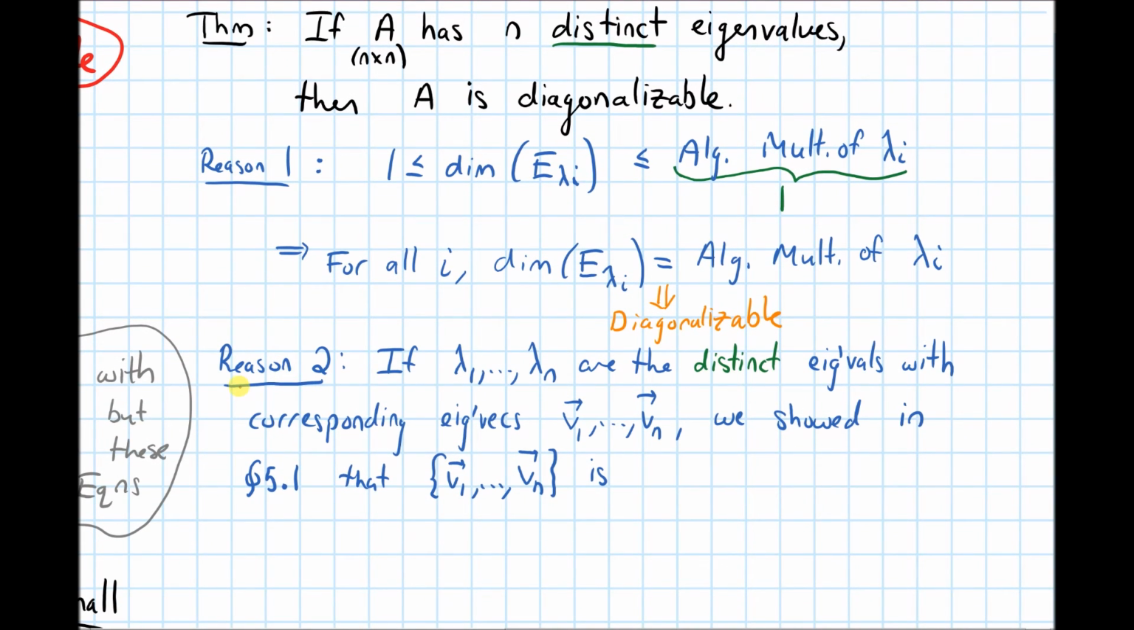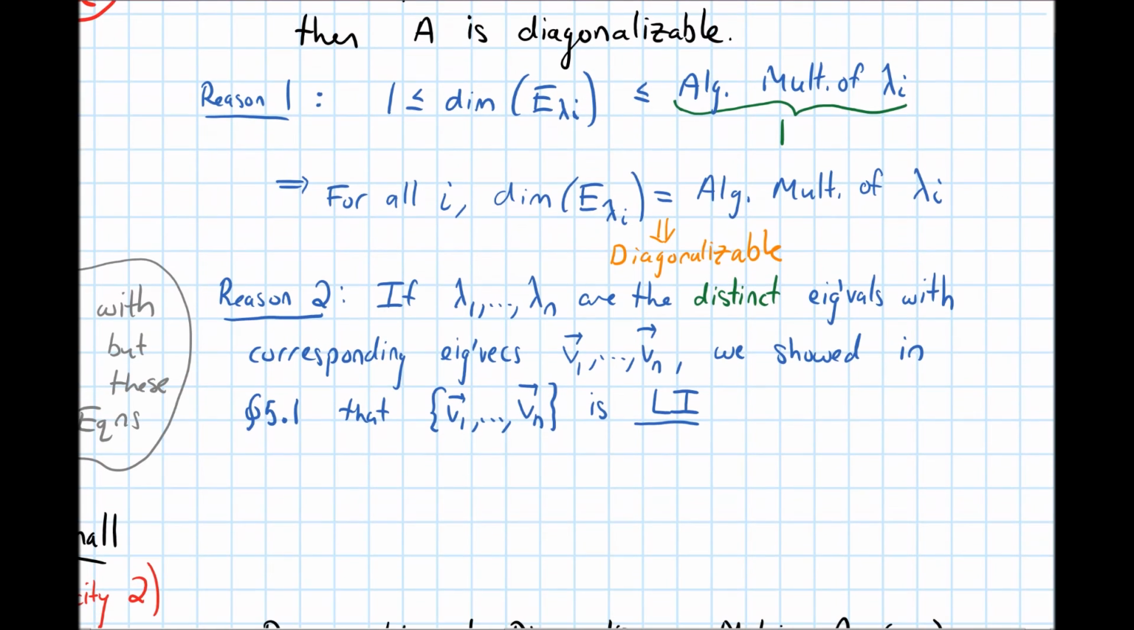So the other reason invokes a theorem that we saw back in section 5.1 about distinct eigenvalues. If lambda 1 up until lambda n are distinct eigenvalues with corresponding eigenvectors v1 up until vn, we showed back in section 5.1 that the corresponding eigenvectors for distinct eigenvalues form a linearly independent set.